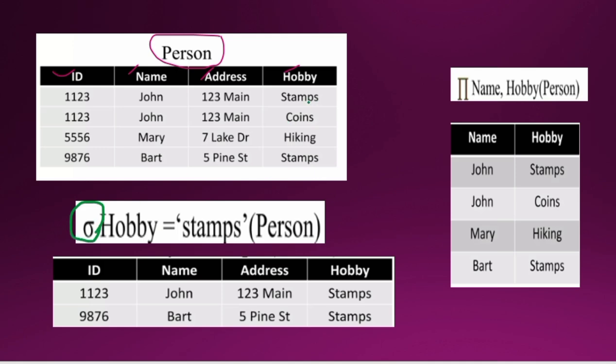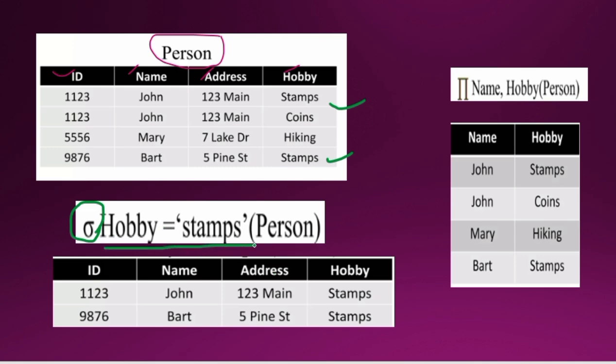Wherever the hobby is stamps, that means hobby equals stamps, in that place, we need to represent all those places. See, here we have the stamps in IDs 1, 2, 3. After that, at the last, again we have the hobby of stamps, 9876. So here what I have written is selection, hobby equals stamps.